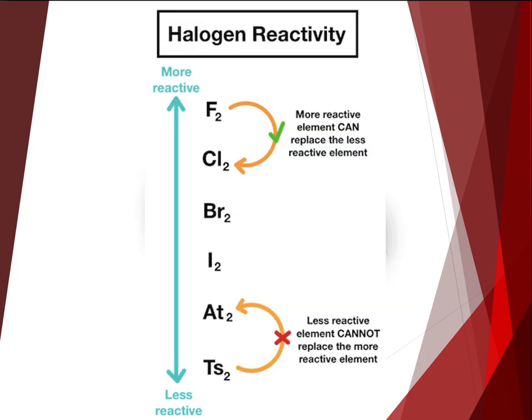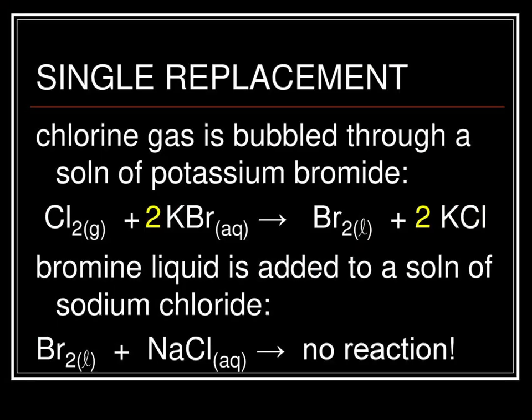In a different type of single displacement reaction, one halogen replaces another halogen in a compound. Fluorine is the most active halogen, so it will replace all other halogens in their compounds. Each halogen is less active than any halogen above it on the periodic table. This reaction type is represented by the following equation.